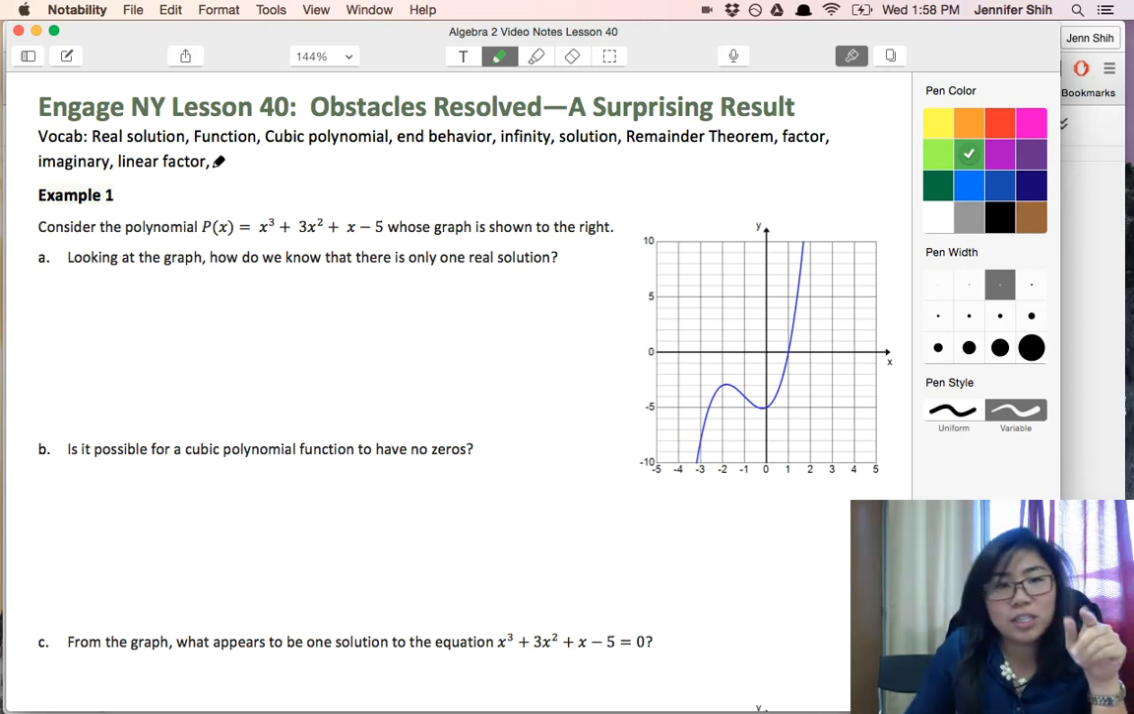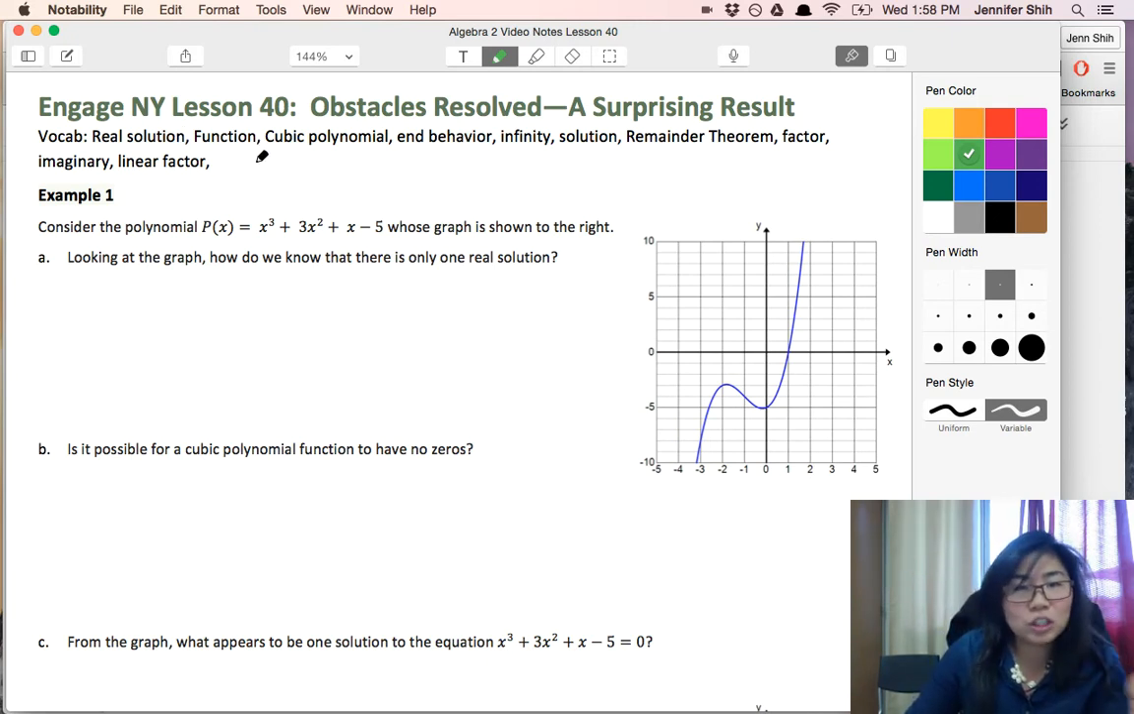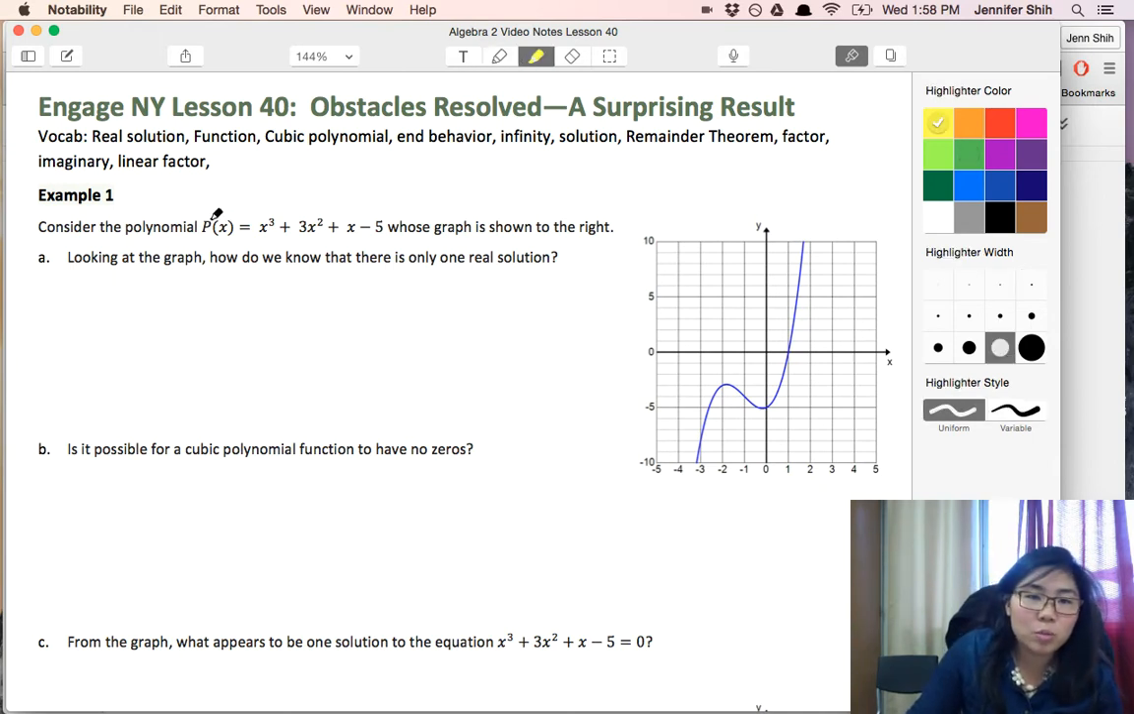It's words that we've seen all year: real solution, function, cubic polynomial, end behavior. Remember end behavior? Infinity. We're going to talk about solutions, different types of solutions, remainder theorem. Remember remainder theorem? Factor, imaginary, linear factors. So we have a lot of words going on here, and we're going to put them all together in the next couple videos.